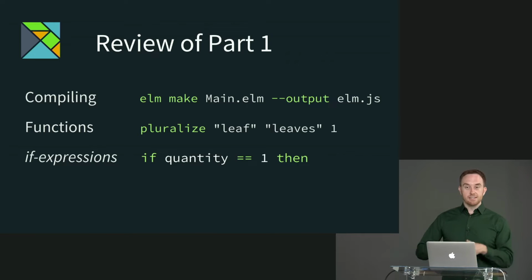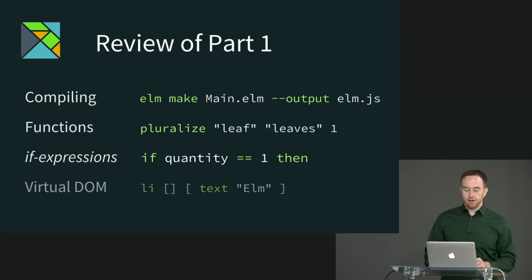Else is required because if is an expression. So you can pick it up and move it in different places, assign the result to a value, just like a JavaScript ternary. And finally, we talked about the virtual DOM and how in Elm, virtual DOM is done using plain function calls. So li passing a list of attributes and then also a list of child nodes. We also talked about how text nodes in Elm are represented by a function called text.